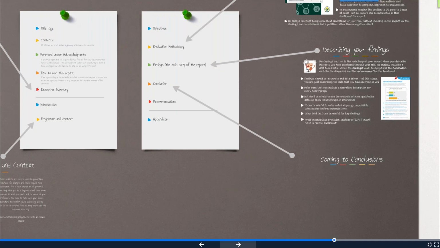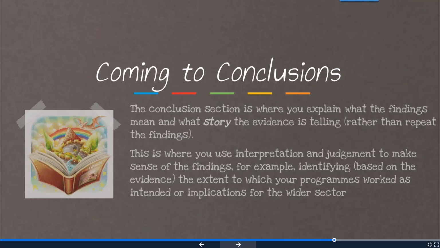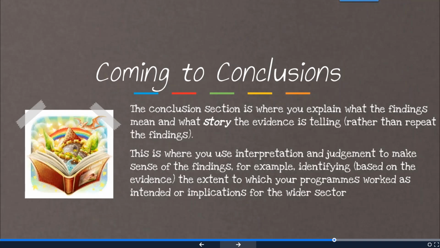Conclusions. So the conclusions section is really where you're explaining the findings and what they mean, and what story, again, back to that idea of a story, the evidence is actually telling you rather than just repeating the findings. This is where you're starting to make interpretations and judgments to make sense of findings. So for example, identifying, based on the evidence, the extent to which your programs worked as intended or implications for the wider sector.